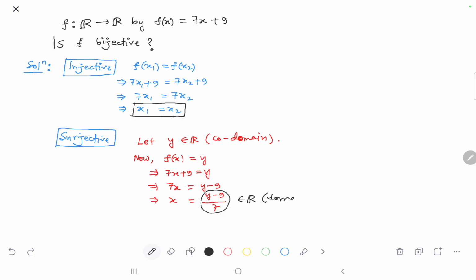So the pre-image of y is (y minus 9) by 7. This means if you take y, the element that maps to y by the rule f is (y minus 9) divided by 7. So this map is both injective and surjective, so it is bijective. Exactly.